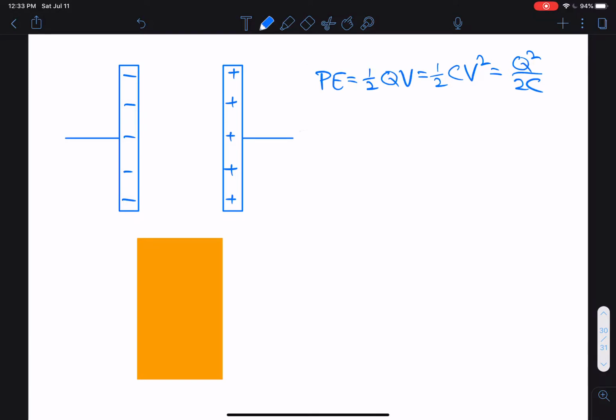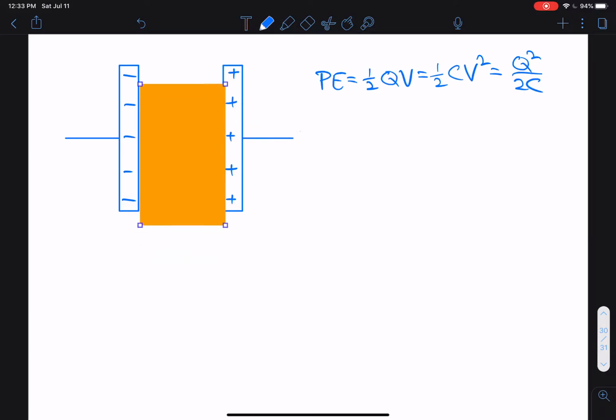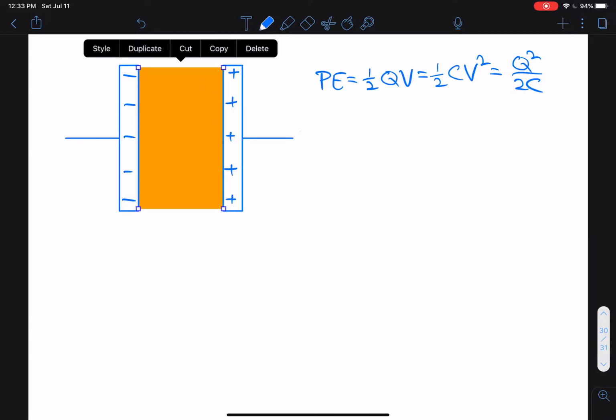Now, I'm going to put the dielectric in there. So now I move the dielectric in. And the question is, okay, what's going to happen to the capacitor? What's going to happen to the potential energy? Well, realize the charge has nowhere to go. The charge has nowhere to go, and so consequently, in this situation, Q is not changing. What's changing? C is changing. And because C is increasing, I have just decreased the amount of potential energy in my capacitor as a result of that.